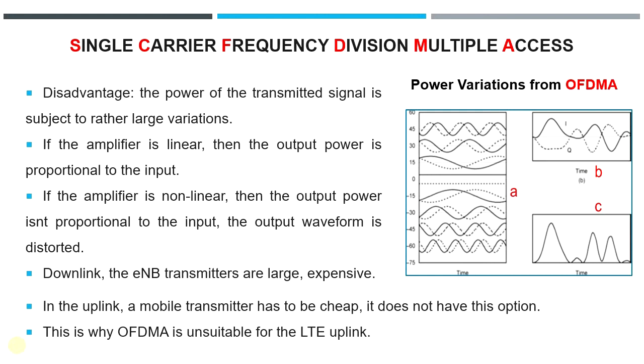If the amplifier is linear, then the output power is proportional to the input, so the output waveform is exactly the shape that we require. If the amplifier is nonlinear, then the output power is no longer proportional to the input, so the output waveform is distorted. Any distortion of the time domain waveform will distort the frequency domain power spectrum as well. So the signal will leak into adjacent frequency bands and will cause interference to the other devices.